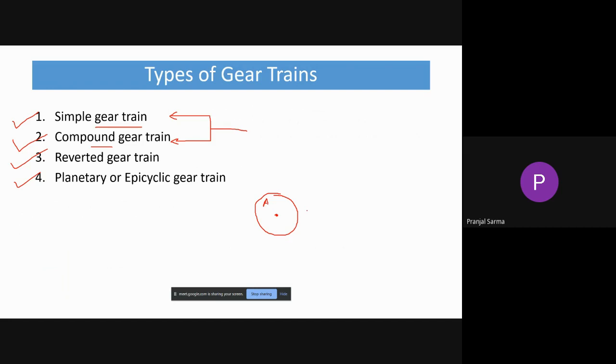It is in mesh with gear B, which is mounted on this particular shaft. This is gear B. Let's consider there is another gear, gear C, which is in mesh with gear B. Maybe the last one, gear D, is in mesh with gear C. So can you tell me what kind of gear train is this?